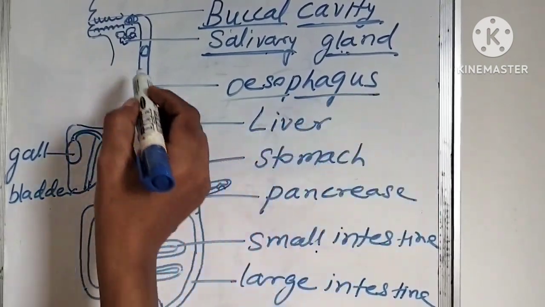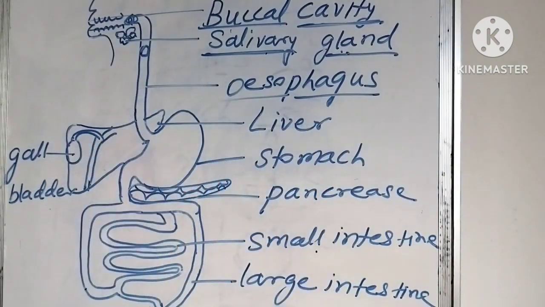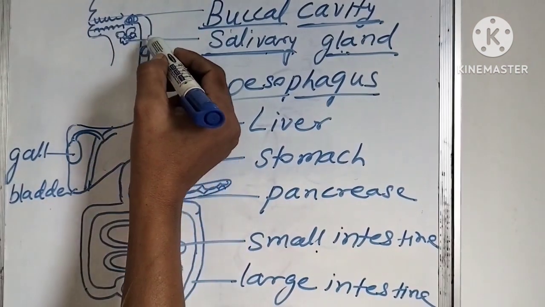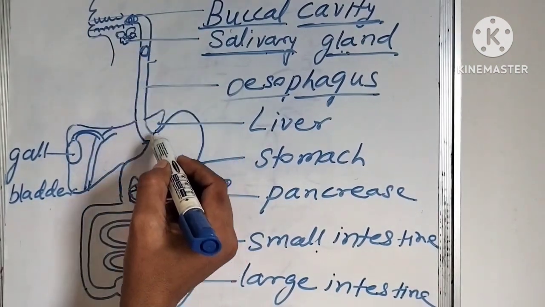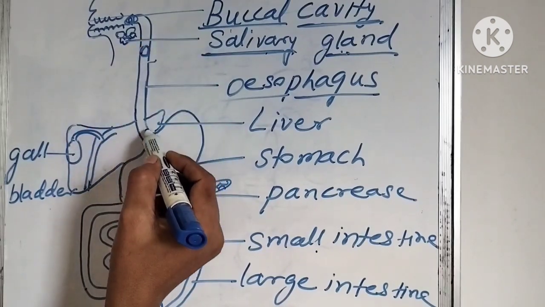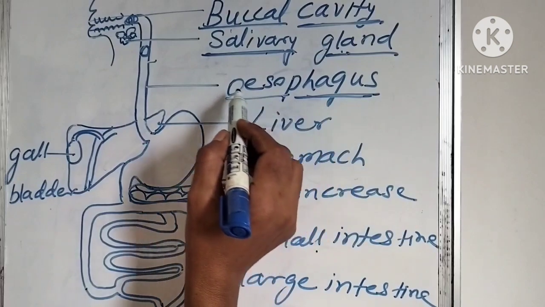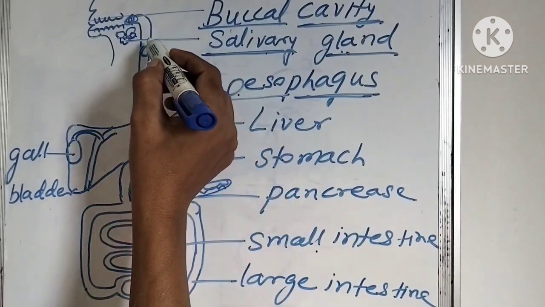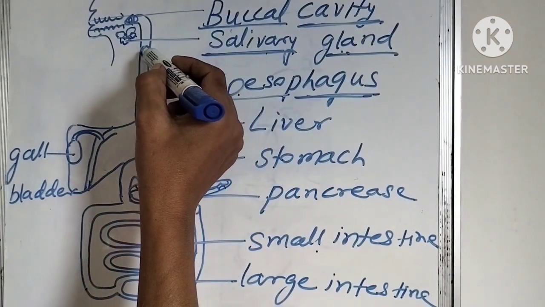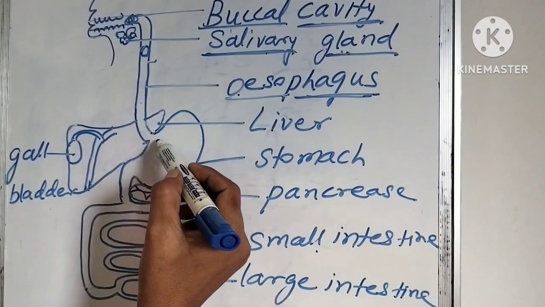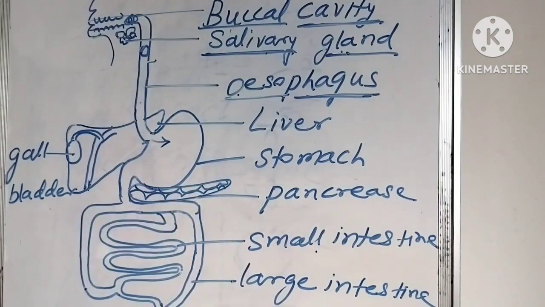The esophagus is a tube-like structure present below the mouth. In our neck to chest, up to the stomach, a pipe-like structure is present. This pipe-like structure is known as the esophagus, and it also helps to swallow the food, and the food goes into the stomach.